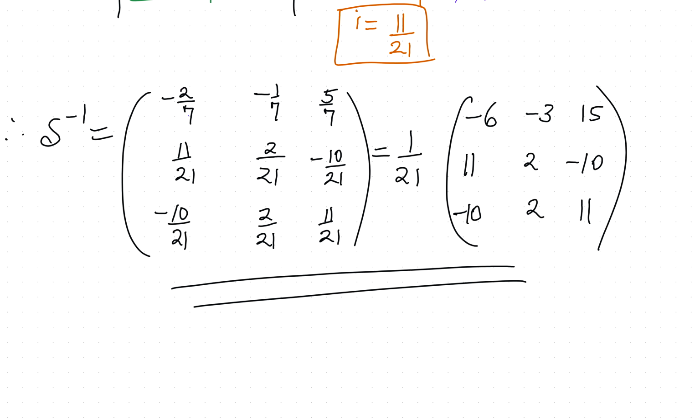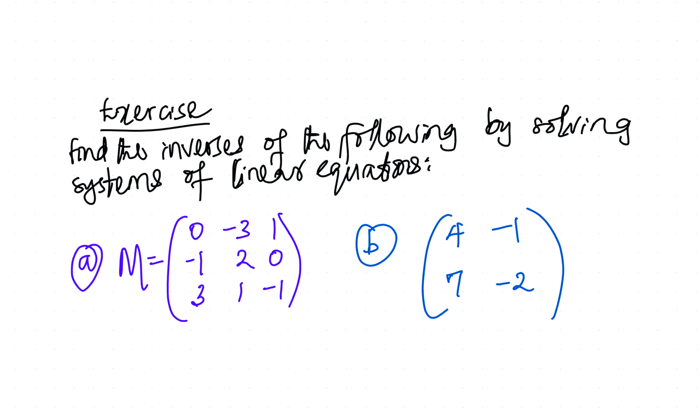Okay, so you can try your hands on this to see how strong you are. Find the inverses of the following by solving systems of linear equations. M is the matrix 0, minus 1, minus 3, 1, minus 1, 2, 0, 3, 1, minus 1, and then you can call this N. Let's say this is N, like this. N equals 4, minus 1, 7, minus 2. So try your hands on that. Let's see if you can handle that.